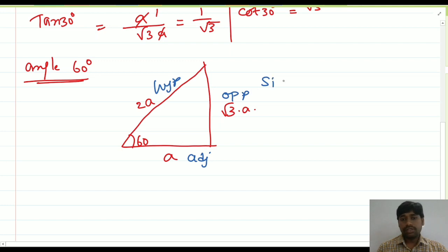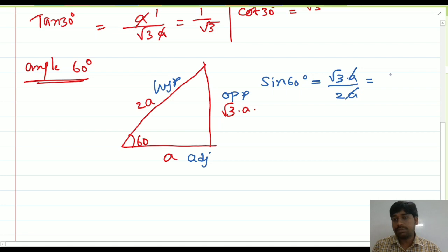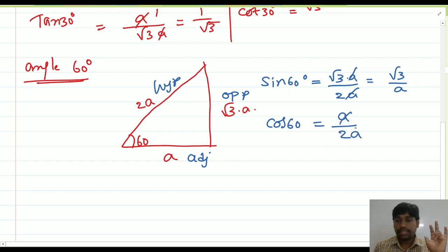So sine 60 degrees is equal to, previously I told you root 3 by 2, the finger I folded, 3 fingers are there. Opposite, how much here? Root 3 into A by hypotenuse 2A, A gets cancelled. What is the answer? Root 3 by 2. Okay, so next cos 60. This finger I folded, I told you 1 by 2. See, this adjacent is A by hypotenuse 2A, A gets cancelled, that is 1 by 2.